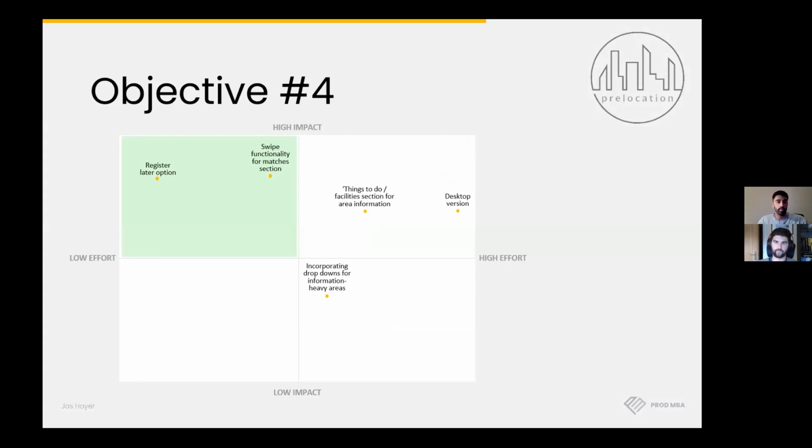Put this into an impact and effort matrix, and high impact and low effort options were to improve the design and make the swipe functionality a bit more engaging. And then also have a desktop version as well, which would be last.